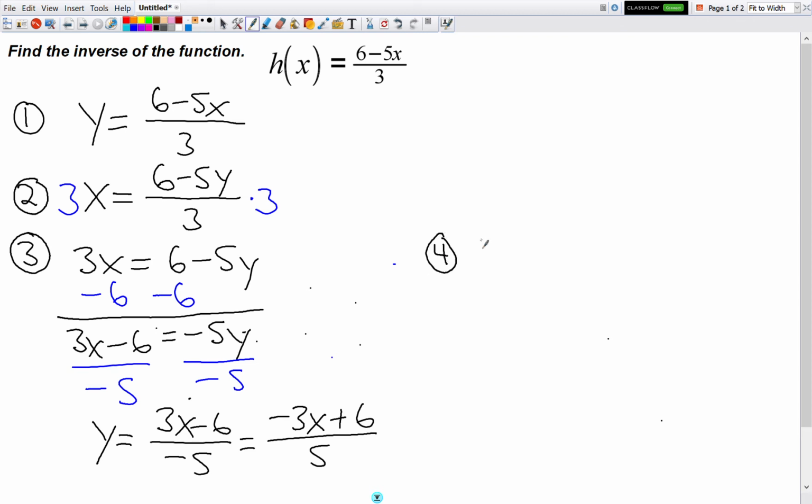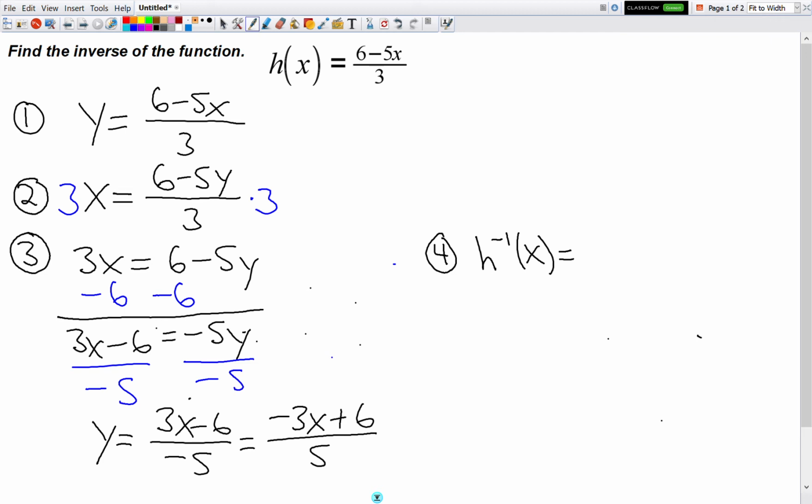So since your function is called h of x, then you want to write that in inverse form. So you're going to write it with that -1 that looks like an exponent. It's not really an exponent, but it's just a symbolism that pretty much says this is inverse form, or inverse of function h.